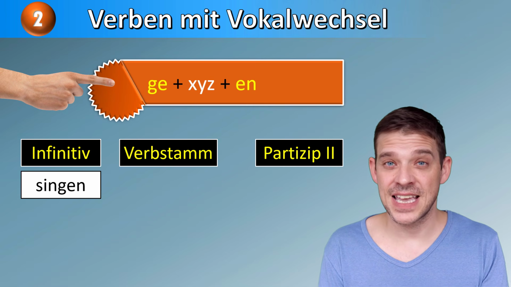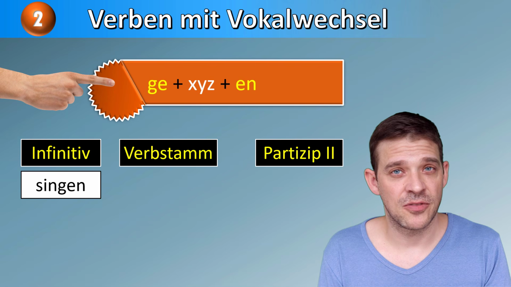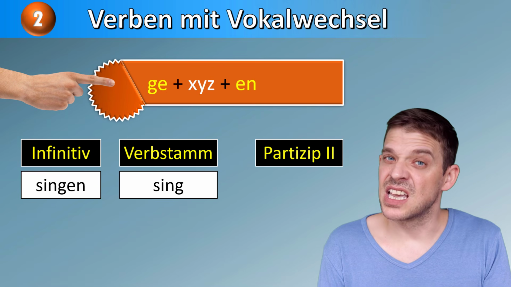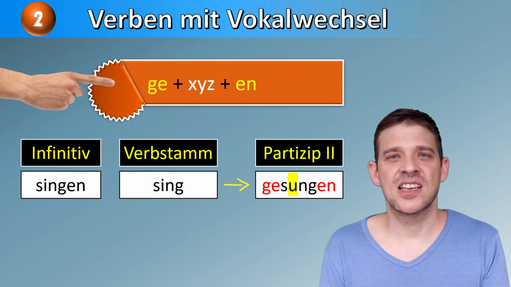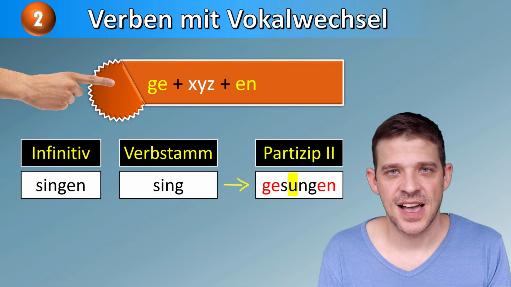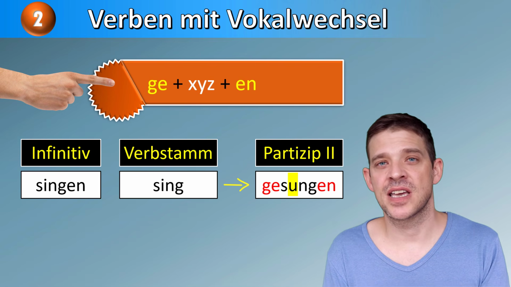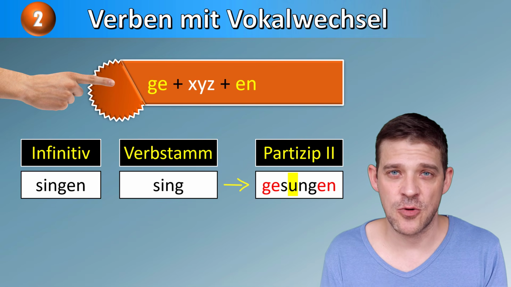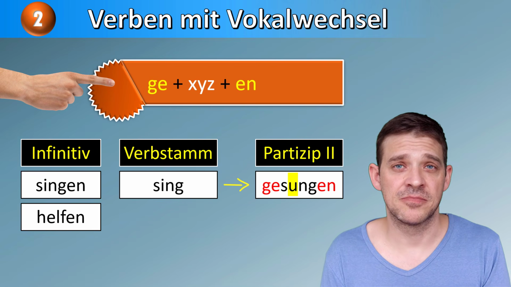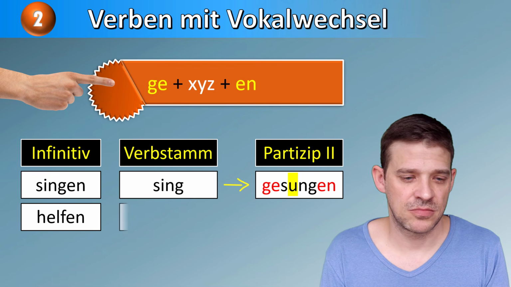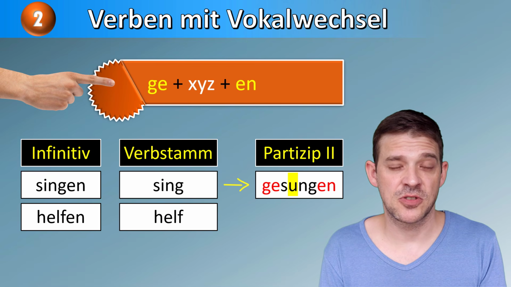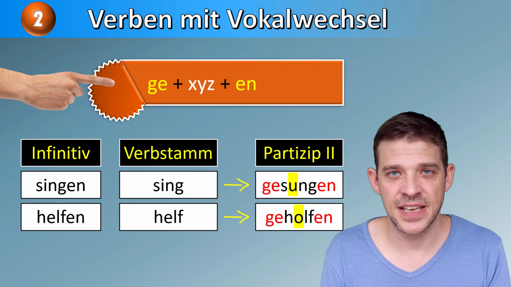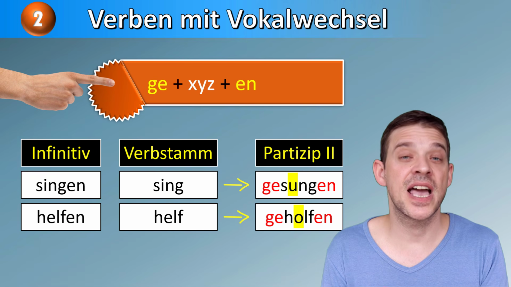We have the verb singen. Singen is an irregular verb. Verbstamm is sing. Partizip is gesingen. Not really, it is gesungen. And here you see this I becomes a U, so das ist ein Vokalwechsel, a change of the vowel. Next one, helfen. Helfen, to help. Der Verbstamm ist helf, so the PP will be gehelfen. Again, no, it is geholfen. So this E becomes an O.